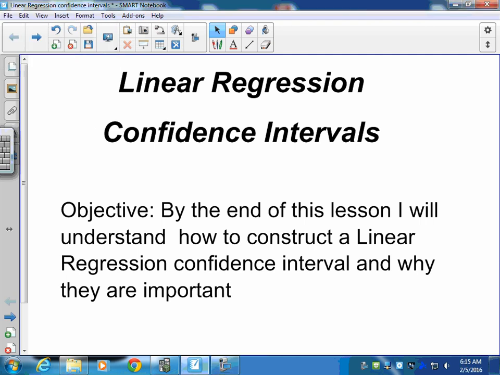Hello and welcome to today's lesson, Linear Regression Confidence Intervals. So our objective for today: by the end of this lesson, I will understand how to construct a confidence interval for linear regression data and why that interval is important to the statistical work that we'll be doing this year.